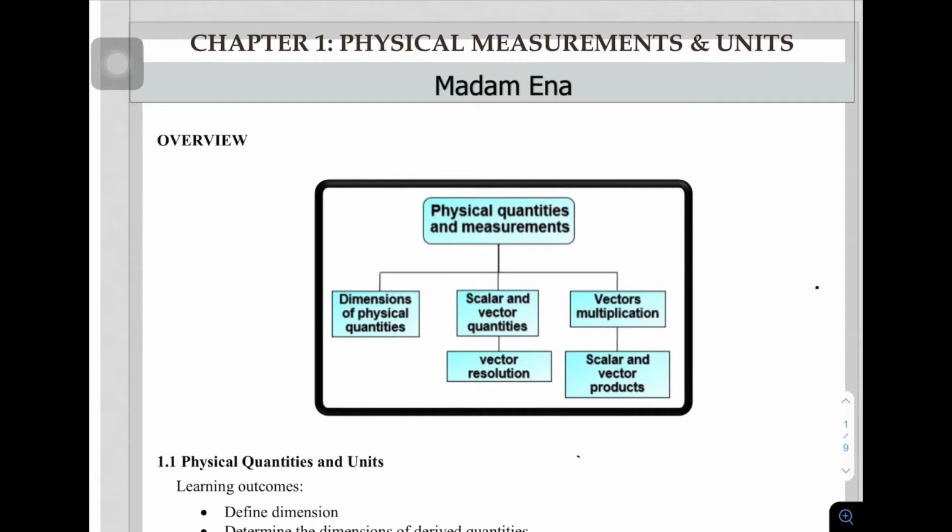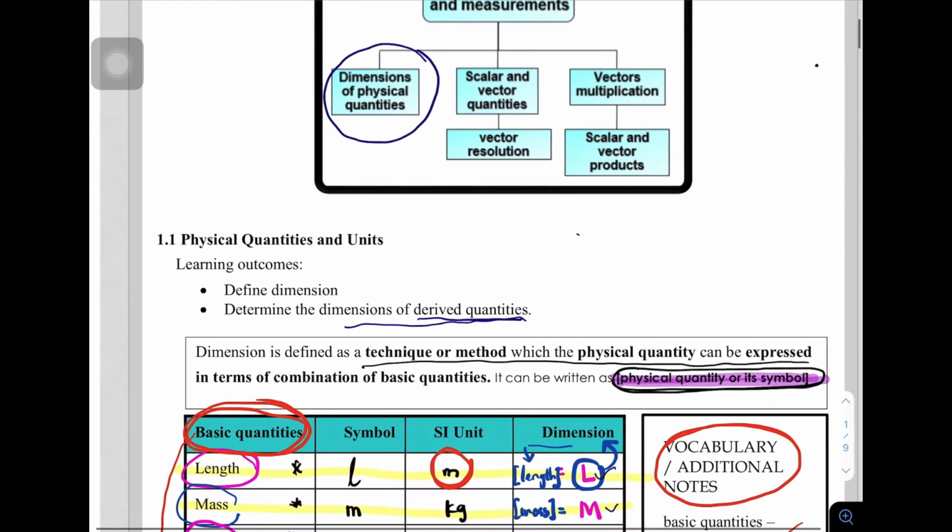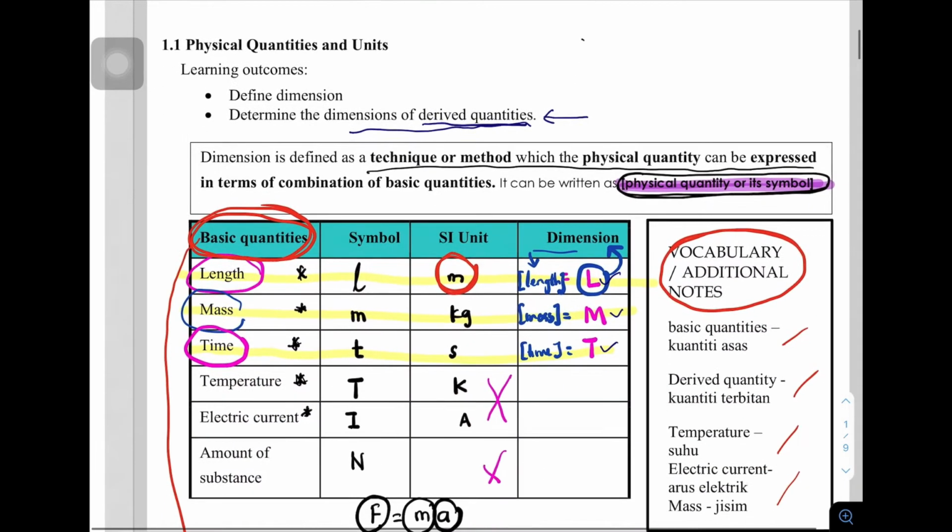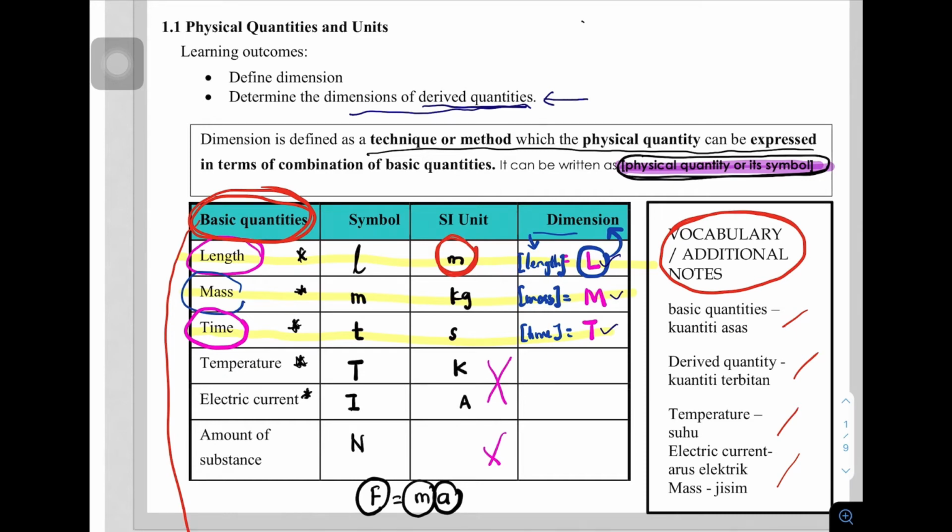Okay, hi everyone. So for today's lesson, we are going to learn chapter 1, physical measurements and units. We will focus on dimension of physical quantities. Before this, we have covered this learning outcome, which is determine the dimensions of derived quantities. A bit of revision: we know that the dimension for length is L, dimension for mass is M, dimension for time is T. So these three basic quantities are very important to determine the dimension of derived quantities.